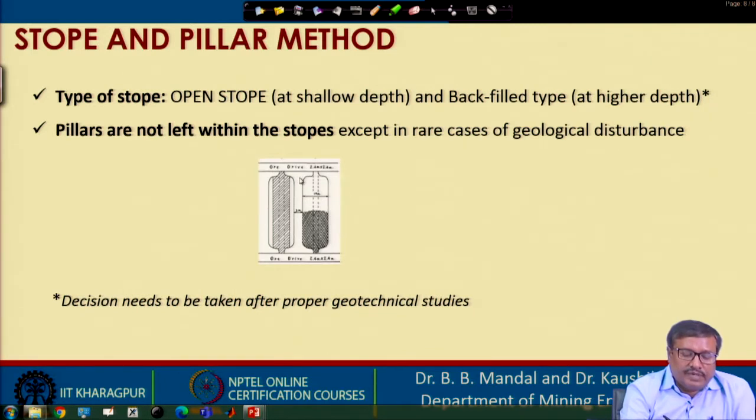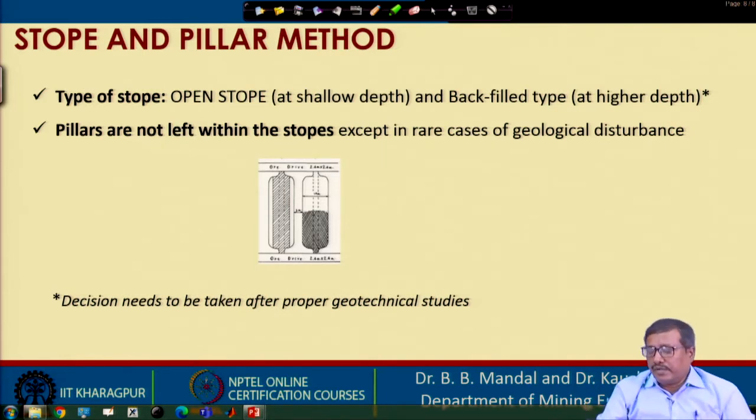What we leave is the rib pillar between two stopes. This is one stope, this is one stope. In between there is a long pillar from top to bottom. That is the only thing that we have. Other small supporting materials will be required, that I will discuss.